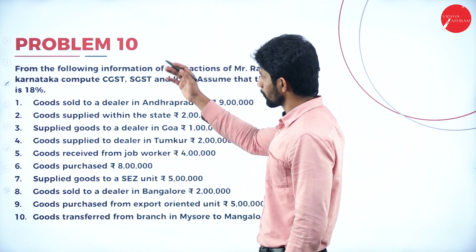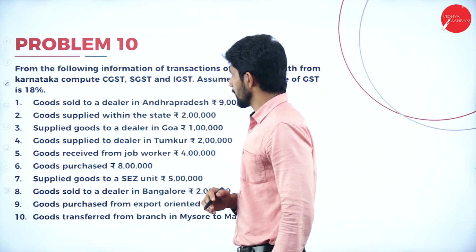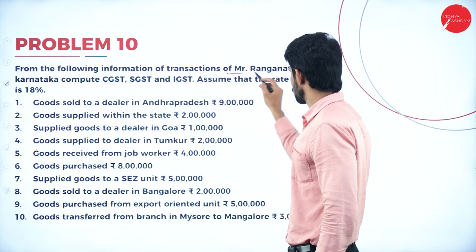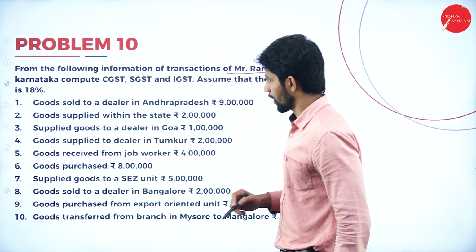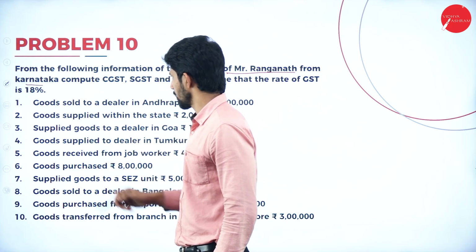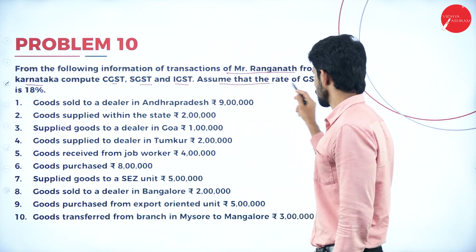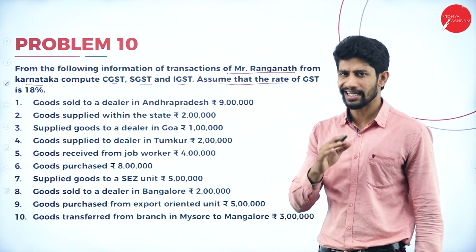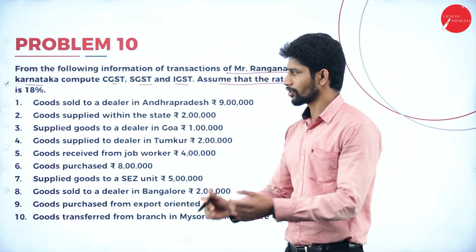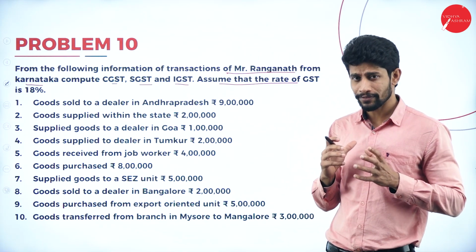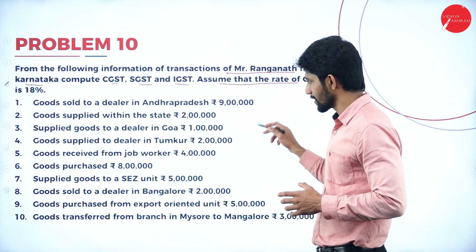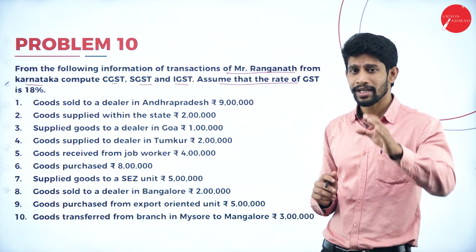So, next problem, problem number 10. From the following information of transactions of Mr. Ranganath from Karnataka, compute CGST, SGST and IGST. Assume that the rate of GST is 18%. Okay, so assume that the rate of GST applicable on all the transactions is 18%.